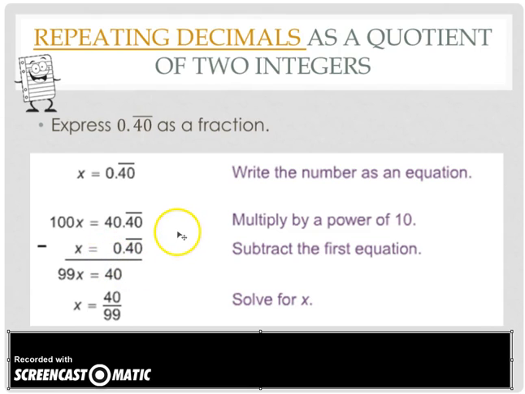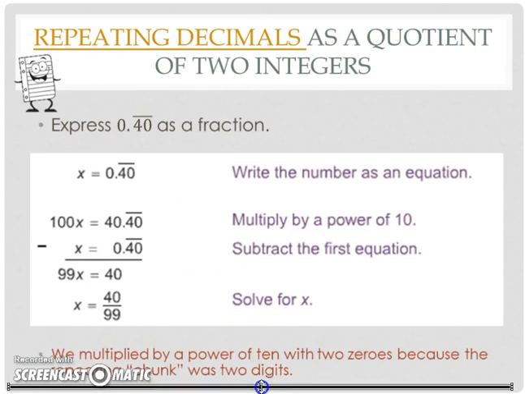If it was a 3-digit repeat, those 3 digits that are repeating are going to be your numerator, and you'd write it over 999. If you had 0.55555 repeating, that 5 is your numerator, and you'd write it over 9. So just make sure when you're doing the equation that you're multiplying by a power of 10 where the number of zeros matches the number of repeating digits.